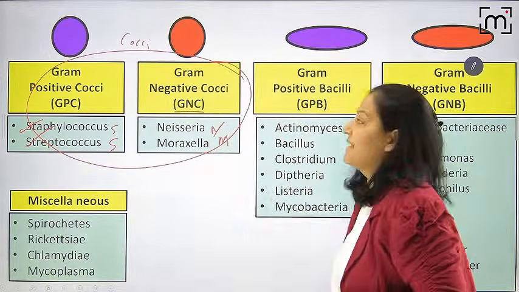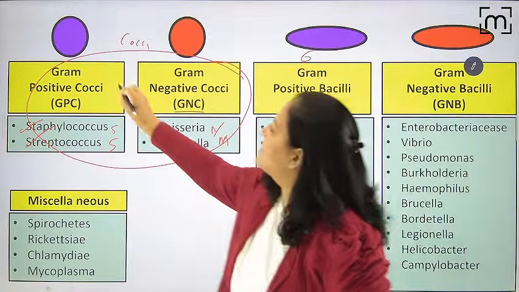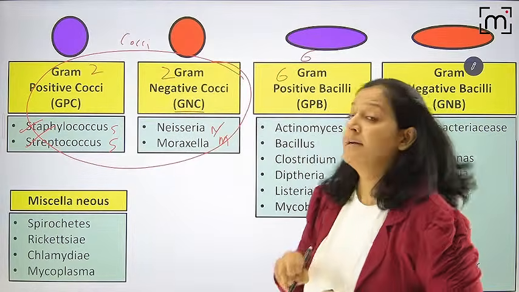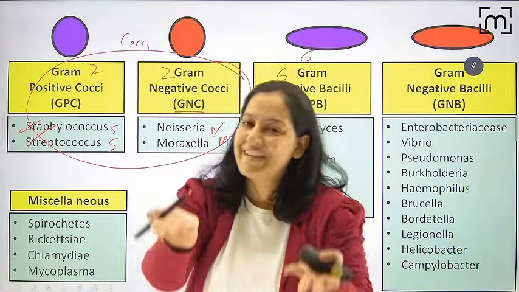Coming to bacilli. So Gram positive bacilli, there are 6. These are 2, these are 2, these are 2. 6 Gram positive bacilli. I'm having a mnemonic.